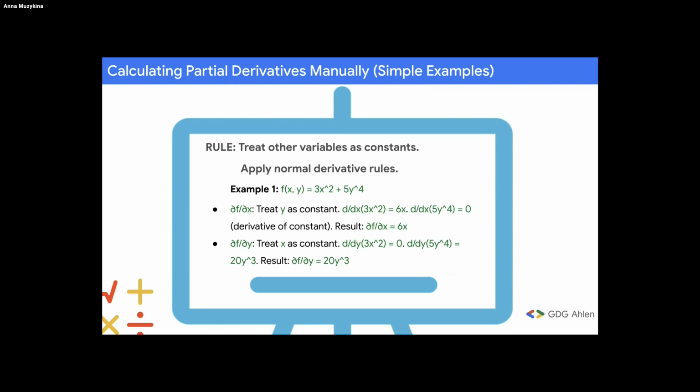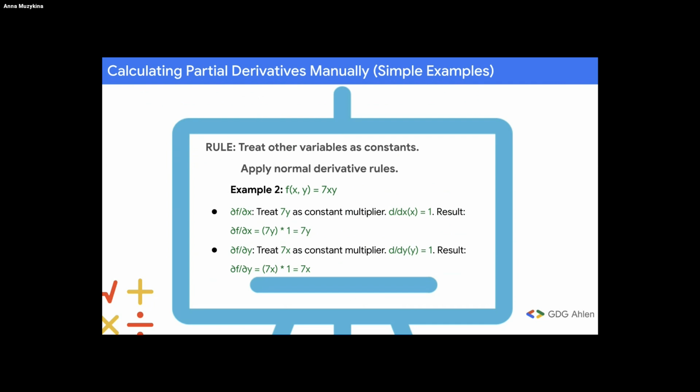The derivative of 3x squared with respect to x is 6x using the power rule. The derivative of the constant term 5y to the fourth with respect to x is 0. And to find partial f, partial y, we treat x as a constant, and the term 3x squared is just a constant number. Its derivative with respect to y is 0, and the derivative of 5y to the fourth with respect to y is 5 multiplied by 4y to the 3, which equals 20y to the 3 using the power rule.